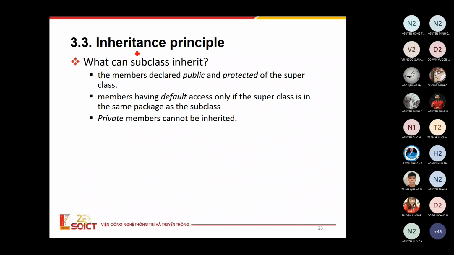So what is the inheritance principle? What can be inherited by the subclass? Okay. Bây giờ chúng ta phải tìm hiểu xem cái subclass này của chúng ta thì có thể kế thừa những cái gì. Firstly, it can inherit the members which are declared public or protected of the superclass. Chỉ các thành phần được khai báo là public hoặc protected từ lớp cha thì mới được lớp con thừa kế.